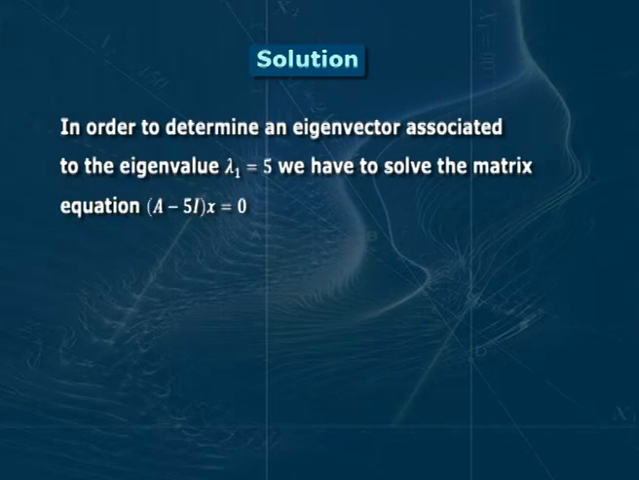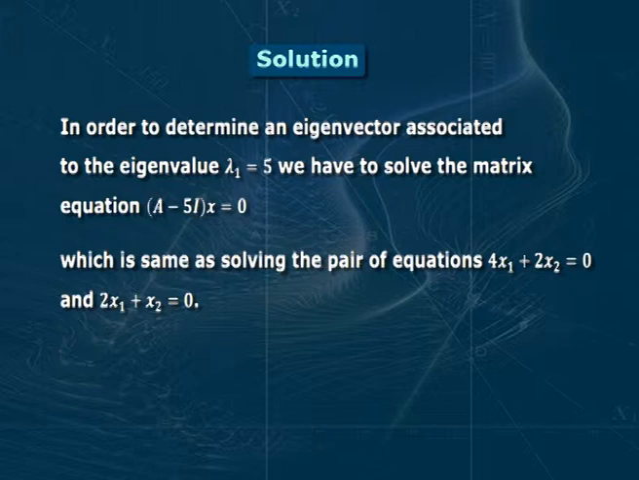In order to determine an eigenvector associated to the eigenvalue lambda 1 equal to 5, we have to solve the matrix equation A minus 5I into x equal to 0, which is same as solving the pair of equations 4x1 plus 2x2 equal to 0 and 2x1 plus x2 equal to 0.